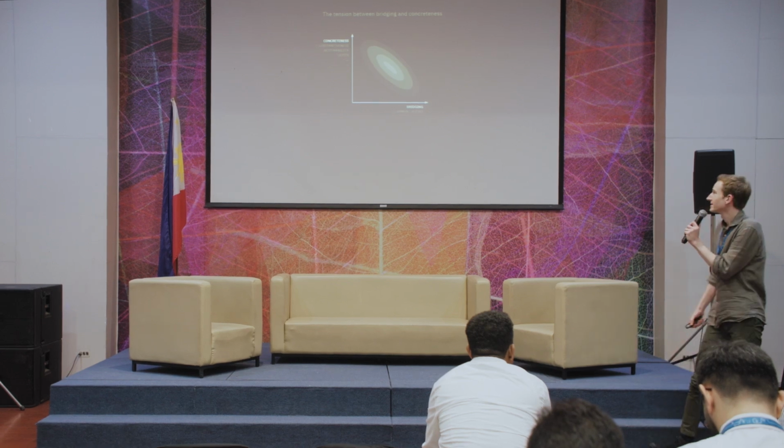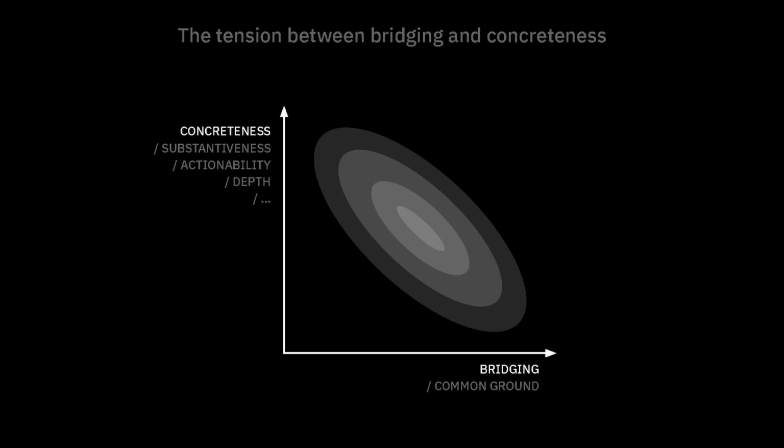To motivate this, I want to start off by pointing to an ancient trade-off in trying to find common ground between people. It's much easier to get people to agree on vague platitudes or general notions of goodwill than it is on specific things that they want to happen in the future. Many of you will have encountered this trade-off in your work. So there's this fundamental trade-off between bridgingness or common groundness and concreteness.